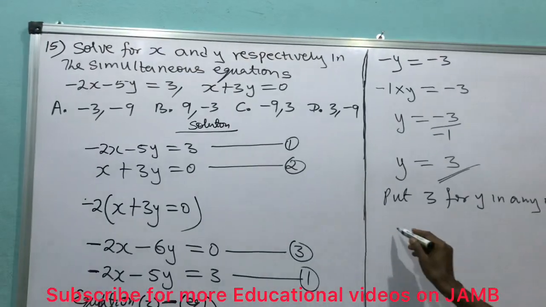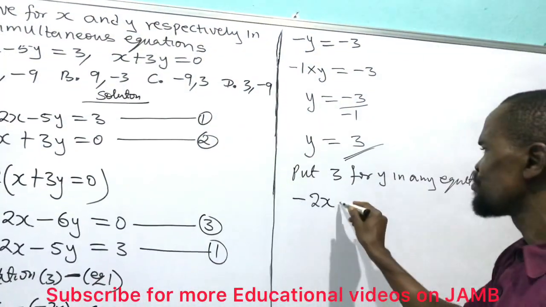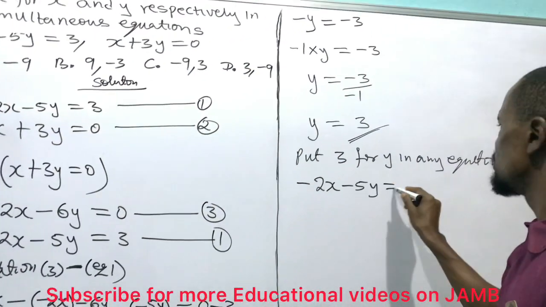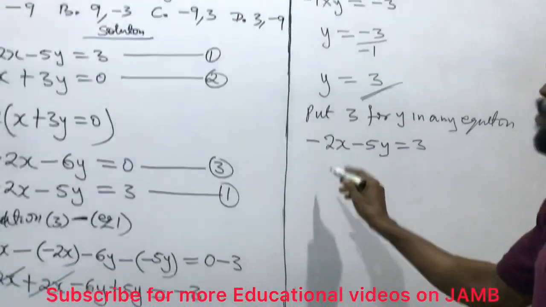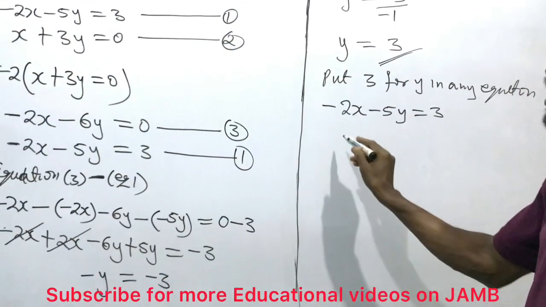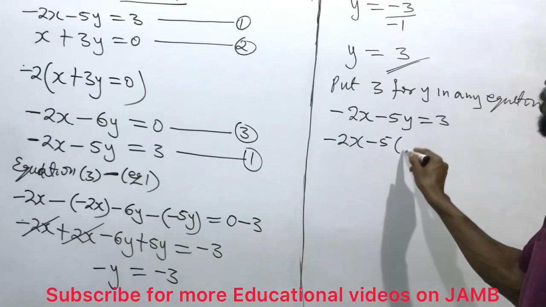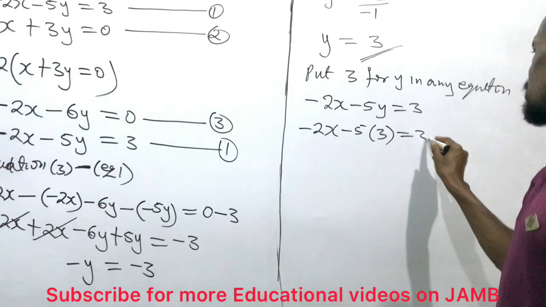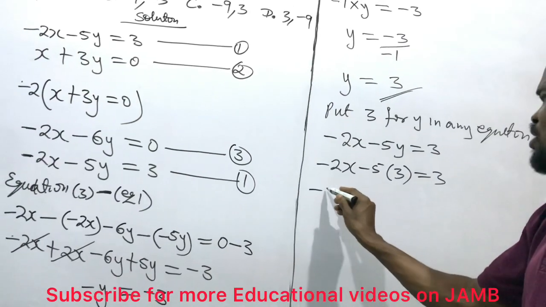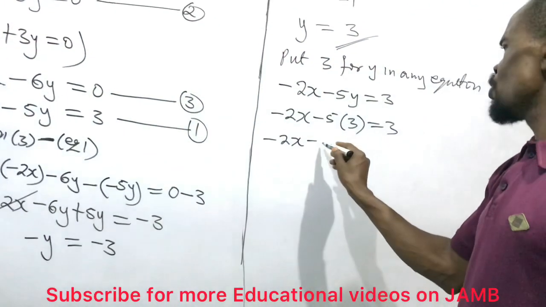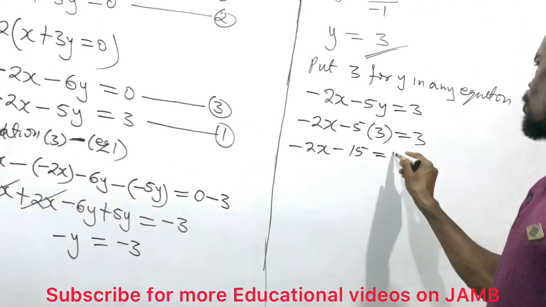I'm choosing equation 1. I say minus 2x minus 5y is equal to 3. I can now put this 3 for y inside this equation. I have minus 2x minus 5 times 3 equals 3. I will now have minus 2x minus 15 equals 3.